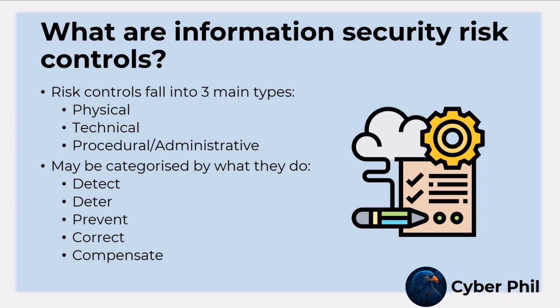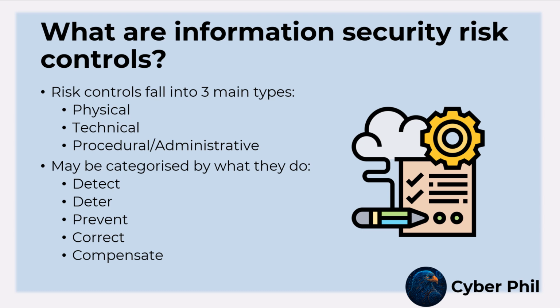Physical controls would include things such as a CCTV system, a door, a fence or bollards. Technical controls, things like firewalls and antivirus software. And then procedural controls are the policies that we put into place. These can also then be subdivided into categories. So what do they actually do? Detect, deter, prevent, correct and compensate. And so, for example, a physical control such as a CCTV system is primarily in place to detect anything that's happening that shouldn't be happening.